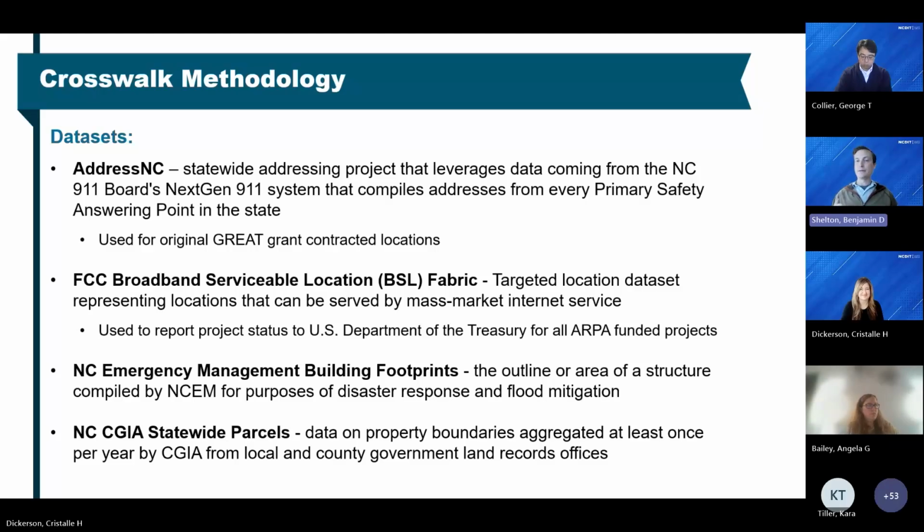So we have a transformer that we compile parcels from every state or county organization that does land records management, the tax offices and such. And we get all of that property boundary information and compile it statewide. Well, we use that as kind of the second step in our crosswalk process. If you go to the next slide, please.